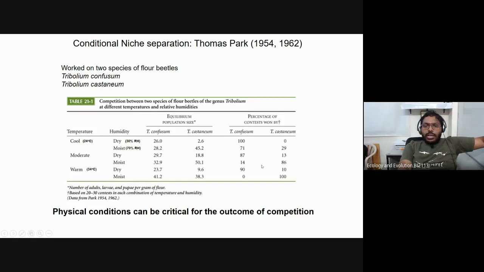Okay. Similarly, over here, if it is warm and dry, it's 90-10. But the moment you make it warm and moist, it becomes 0-100. Okay. So essentially, the 2 points that are being made over here are: 1, if you change the physical condition, the environment basically, then that can end up determining which way the competition outcome is going to come. Okay, so which species wins will be a factor of that.